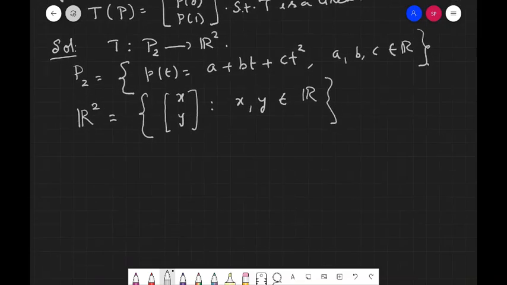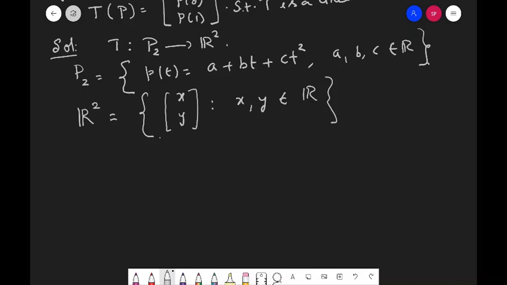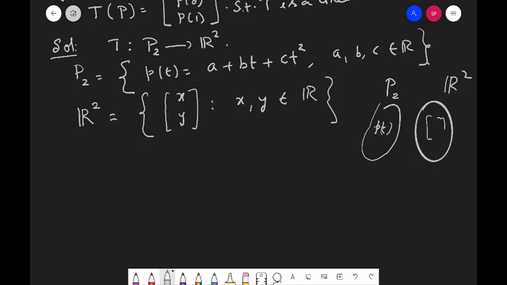Now you have the mapping between P2 and R2. So this is P2 and this is R2, and here you have the polynomial P of T, and here you have a 2 by 1 column vector x, y. So this P of T is mapped to, what is given here? T of P is equal to P of 0, P of 1. This is the transformation T that you have.